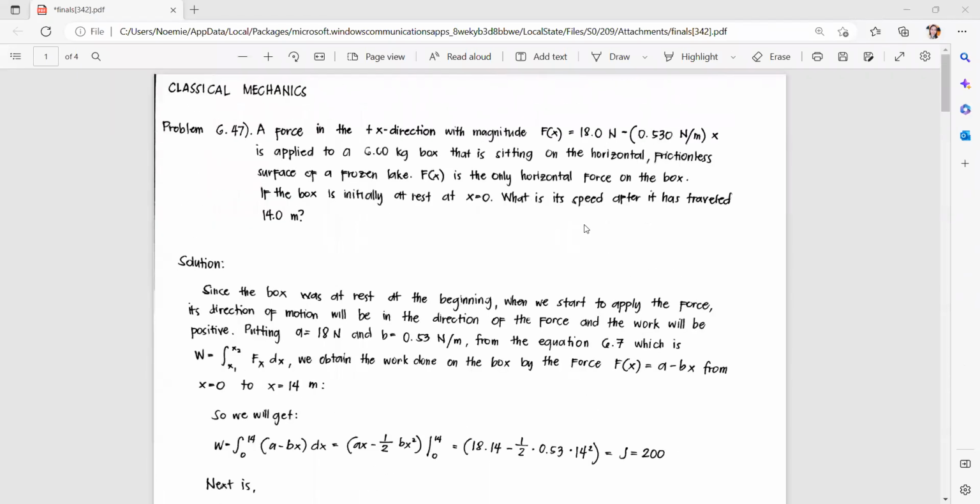As for our final requirement, we are asked to choose an item in four branches of physics, which is classical mechanics, thermodynamics, electromagnetism, and optics. So this is my book. So in classical mechanics, I chose problem 6.47.